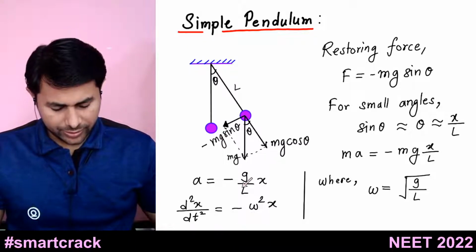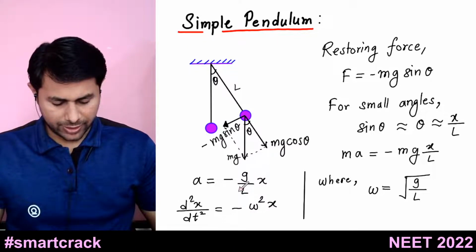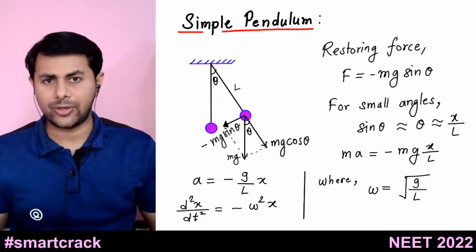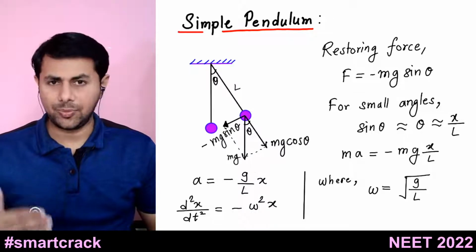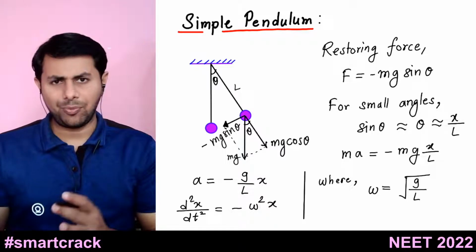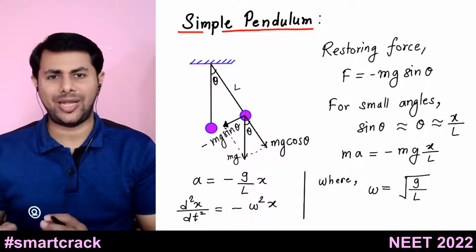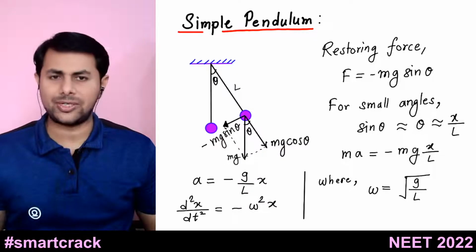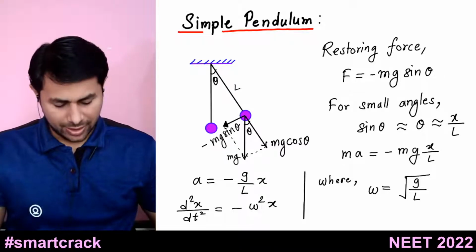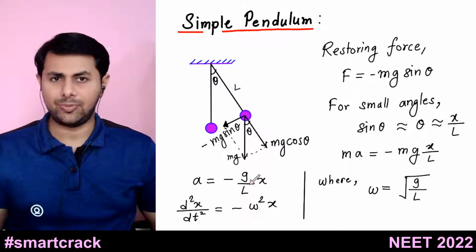What you are going to do is the term that was here. In the earlier case, it was k upon m. In this case, it's g upon L. Okay. So k upon m you replaced with what? Omega square. So this g upon L you will replace with what? Omega square. So omega square is g upon L.